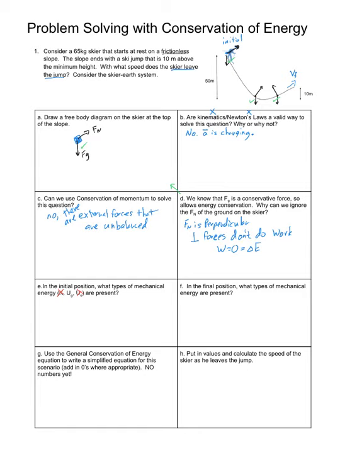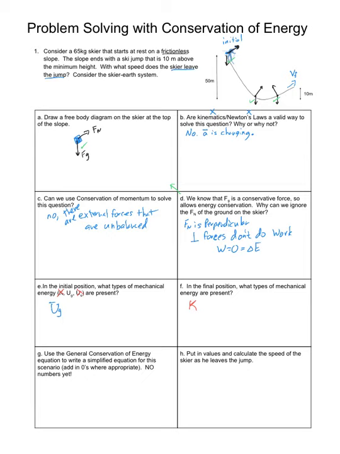We do know that you can define your zero height to be anywhere, but it probably isn't going to be at the top. So I think it's pretty safe to say that there is going to be a gravitational potential energy, right? In letter F, it says in the final position, what types of mechanical energy are present? Well, obviously there's no elastic potential. Kinetic, for sure there is, right? Definitely kinetic because it's going to go flying off the edge.